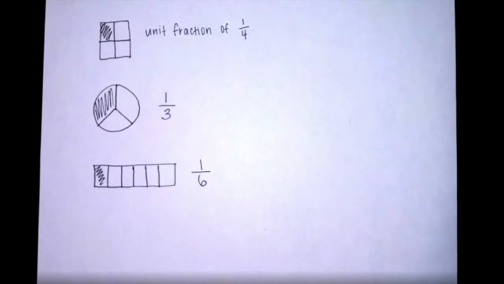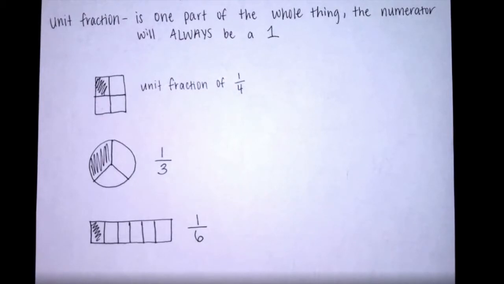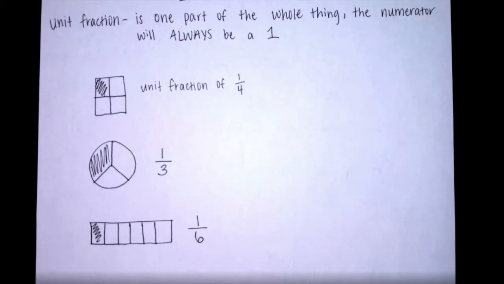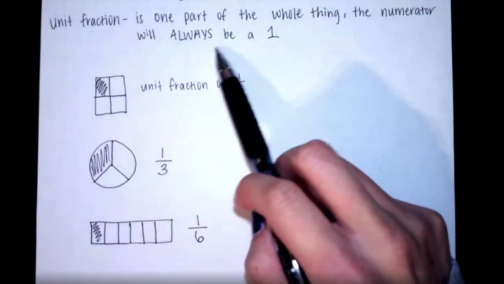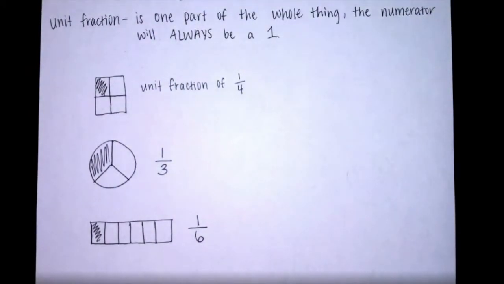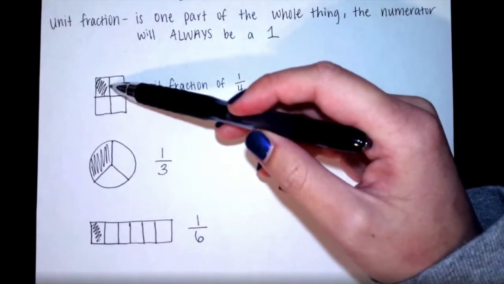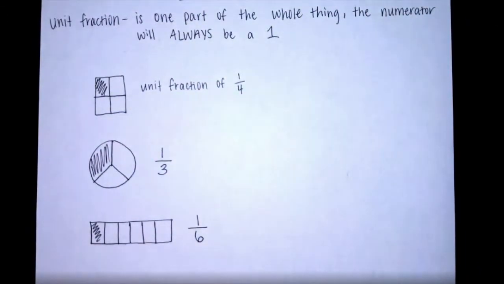Okay? So, again, unit fractions are really fun. The important thing to remember is the numerator is always going to be 1 because it is one part of the whole shape. So this is only one part of our whole rectangle. We have one part of our entire circle. And we have one part of our square.